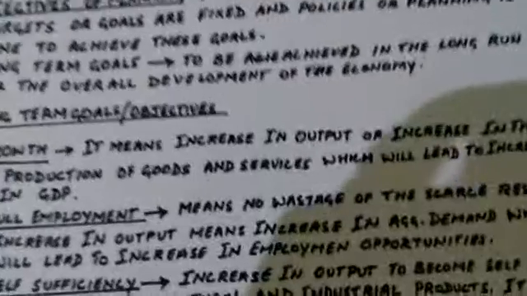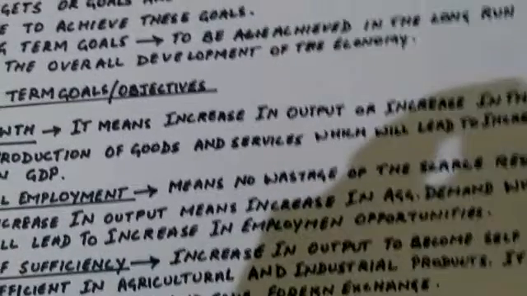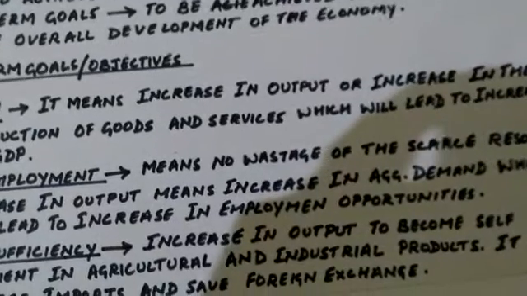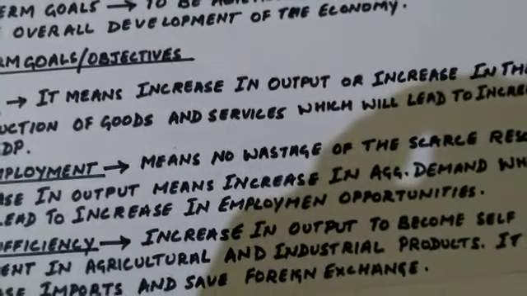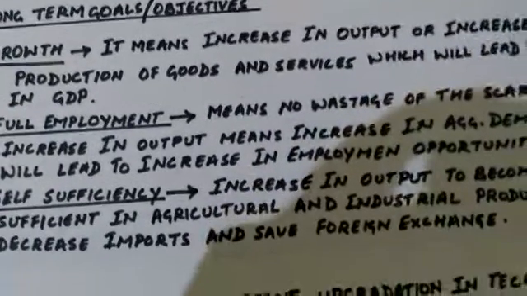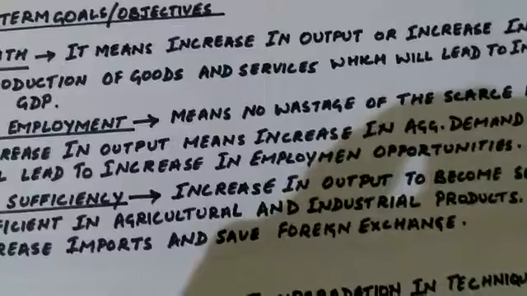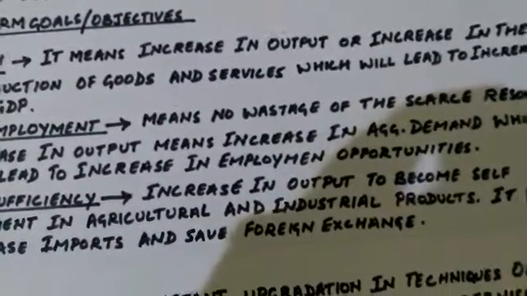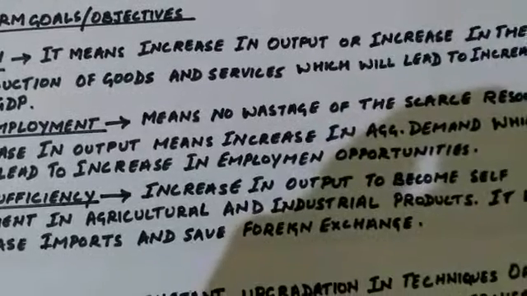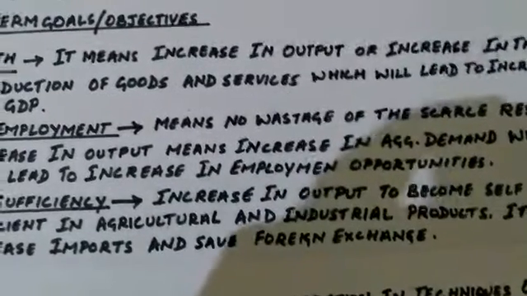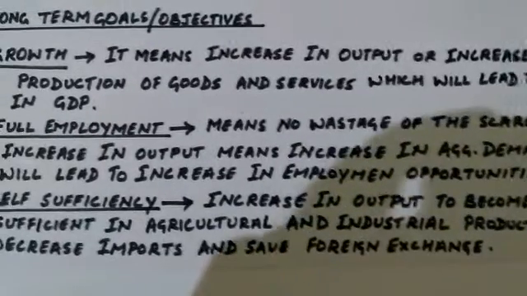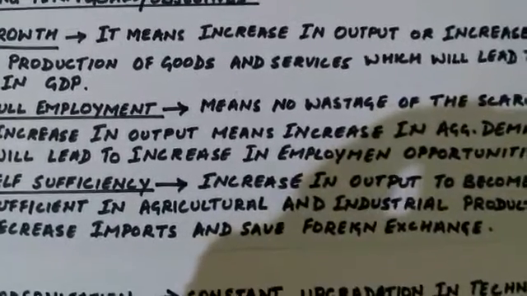It means increase in output or increase in the production of goods and services. Now, increase in the production of goods and services in the economy will lead to increase in GDP. So, it is necessary that growth or increase in production takes place each and every year. That means the economy is growing. It should not be stagnant. Growth is necessary to increase the GDP.